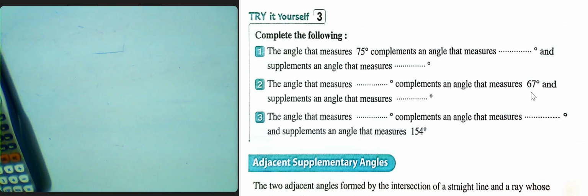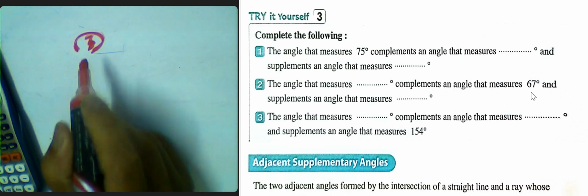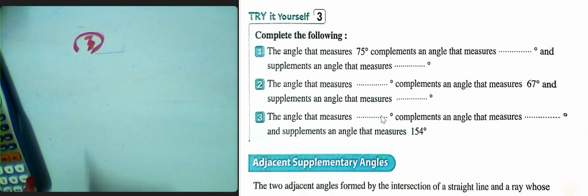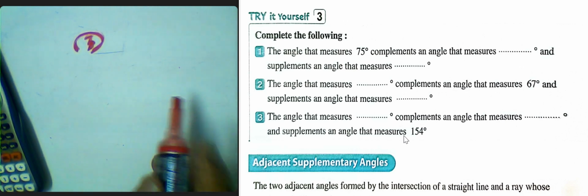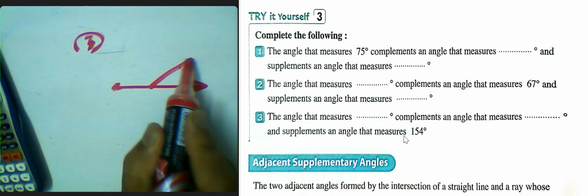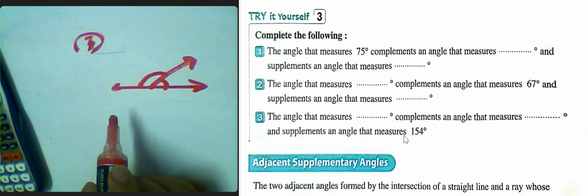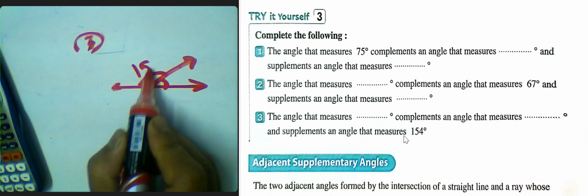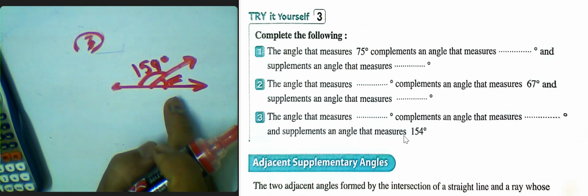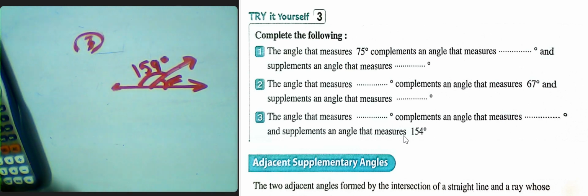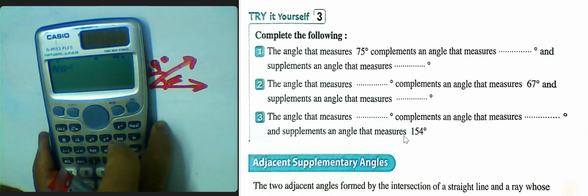Question number 3. The angle that measures blank complements an angle that measures blank, and the supplement angle is what? 154. Okay. What's the meaning of supplements? Supplement means the sum of two angles equal 180. He gave us the measure of this angle as 154. Then you can find the measure of the supplement angle. Write 180 subtract 154. The result will be 26.